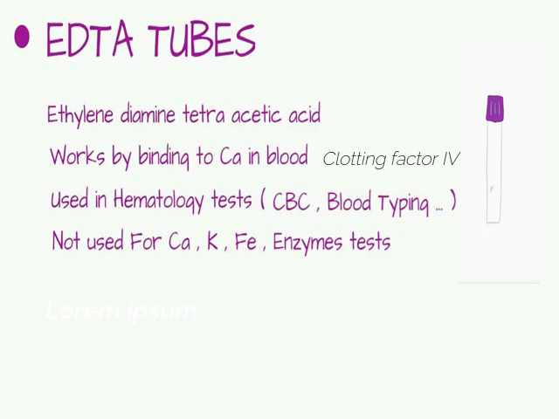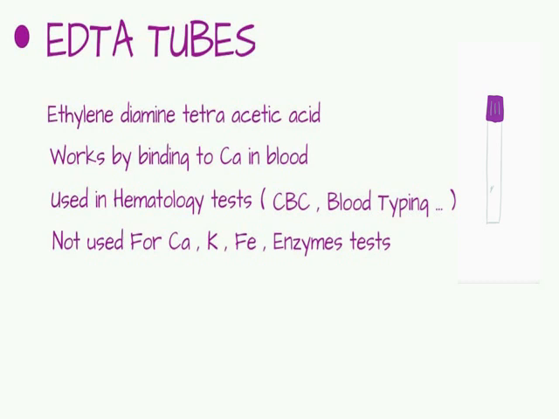This kind of tube is used in hematology tests like CBC, blood typing, identifying and counting cells, but it's not used with calcium, iron, or potassium, or enzyme tests. Why? Well, it's not used with calcium or iron because we just said it's a chelating agent, which has the ability to bind to them, affecting their results.